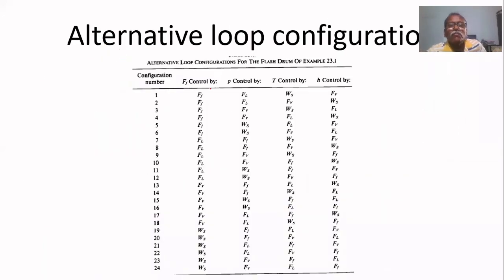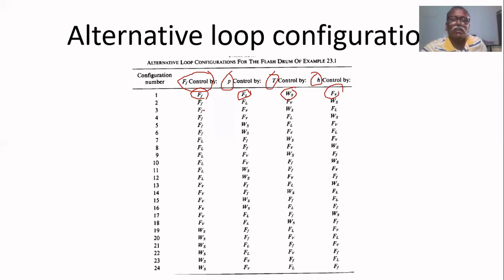These are the 24 possible combinations for the given four process variables. What are the process variables? Feed flow rate, pressure, temperature, and the level. These are the four process variables. What are the four manipulated variables? FF. The first combination is FF used to control FF, FL, the liquid flow rate, for pressure, the steam mass flow rate for temperature, then vapor flow rate for H, like that.